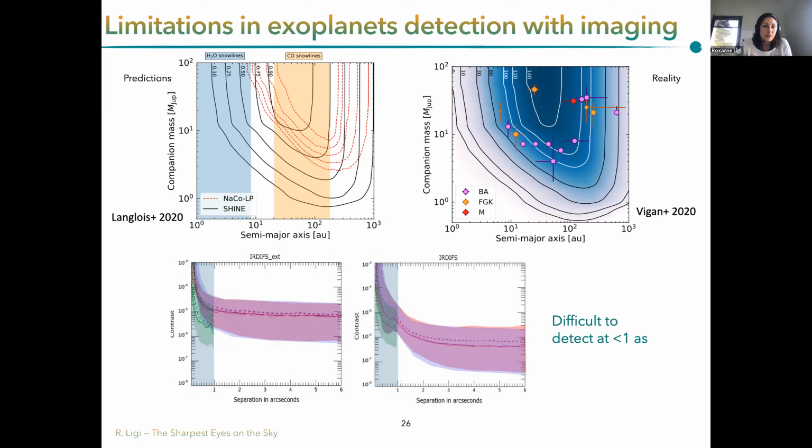Also, on the bottom, you see the limiting contrast, the detection limit, actually, using one of the three instruments of SPHERE, which is IRDIS. And you see that really close to the star, so at less than 1 arcsecond, the contrast that you can reach diminishes. So to detect exoplanets really close to the star using direct imaging is also very difficult with the current instrumentation.